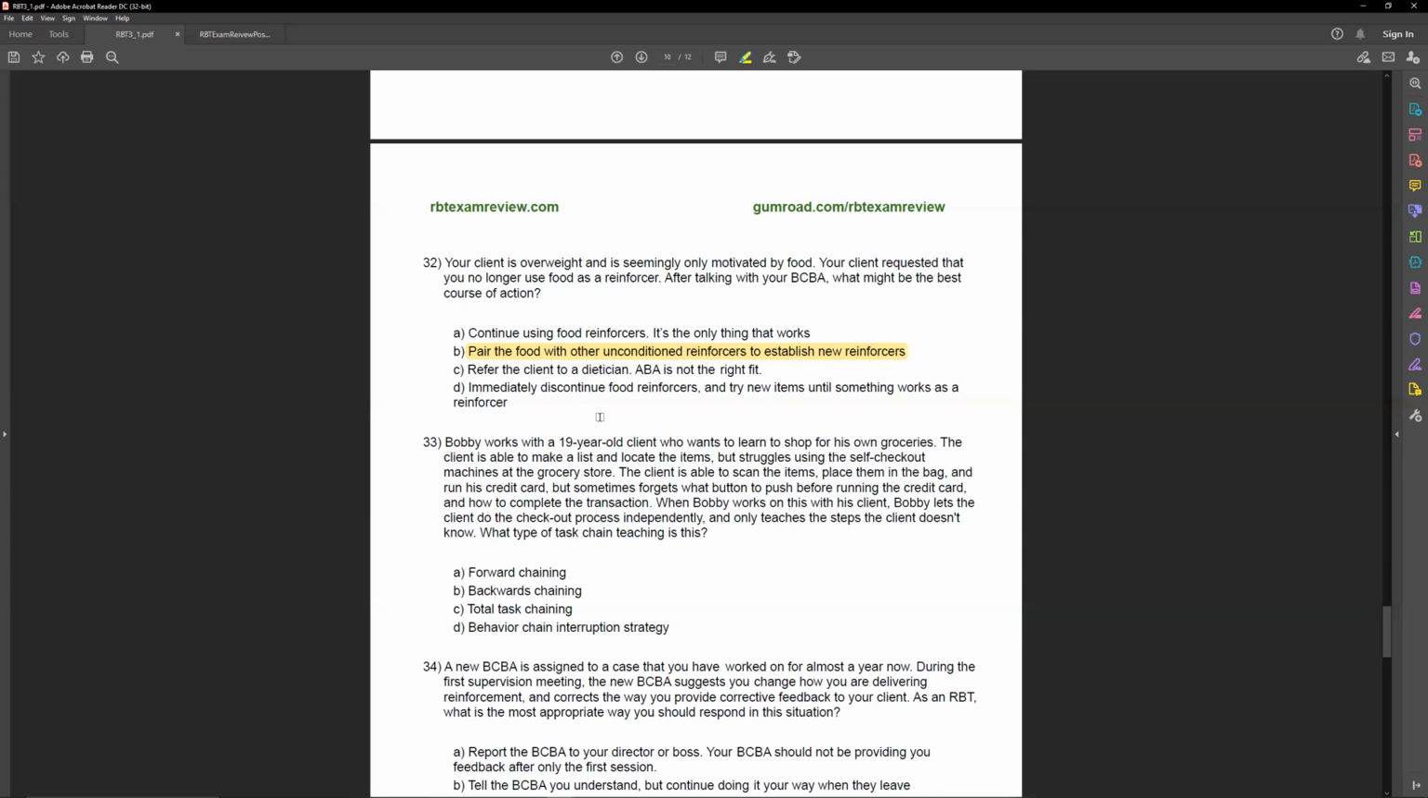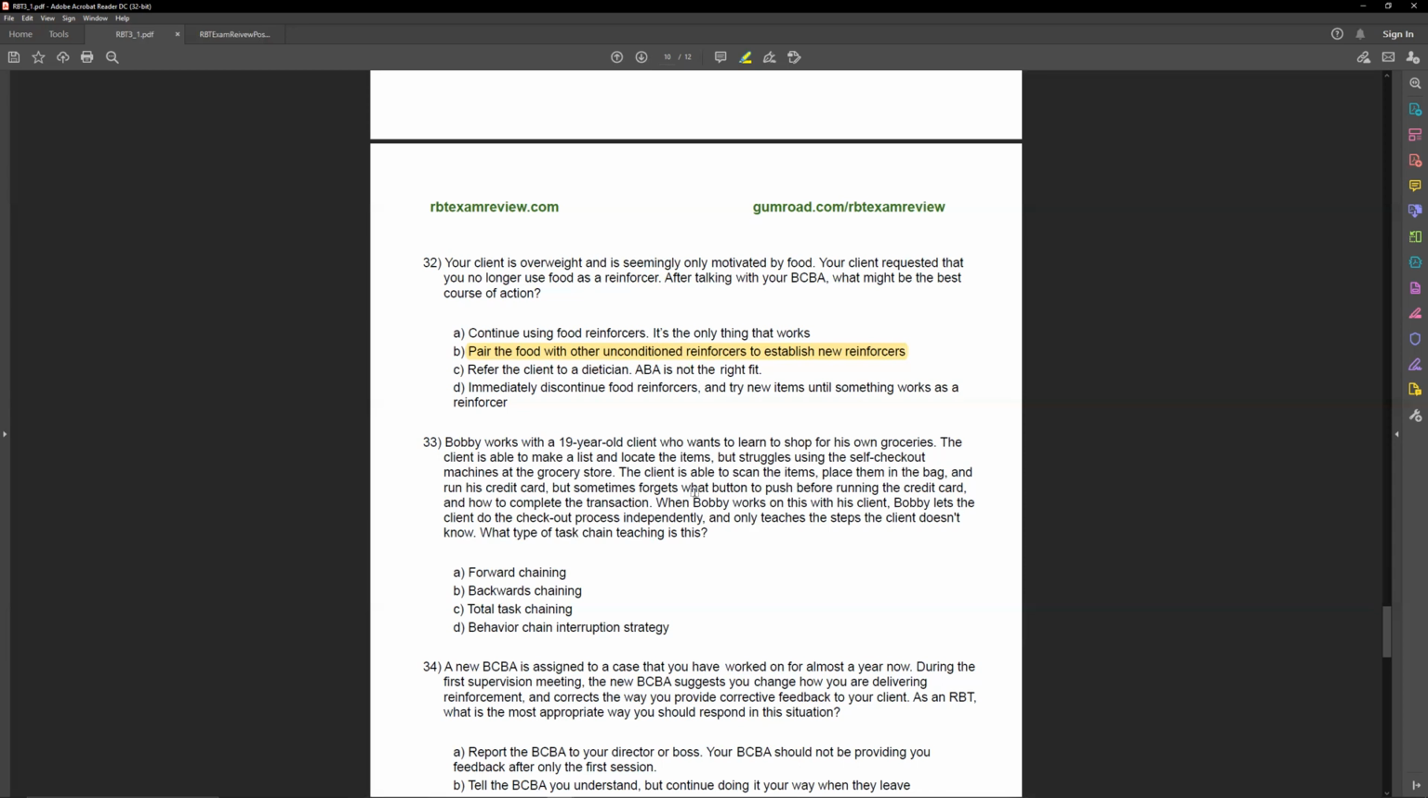Okay, don't be intimidated by the long question. Okay, remember on the exam, you're only going to answer what they're asking you, right? So they might give you a lot of information. Okay, what is the question asking? That's what you want to know. That's what you want to answer. Okay, so this question says, what type of task chain are we using? That's all we want to know. Okay, so let's see. When Bobby works on this with his client, Bobby lets the client do the checkout process independently and only teaches the steps the client doesn't know. So even if we removed all this other information, we could still answer this question.